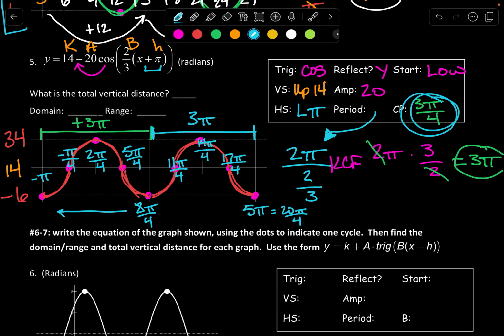Our total vertical distance, remember, it's the absolute value of 2 times your amplitude. So for us, that's going to be 2 times 20, which is 40. Domain's all real numbers. Range is from our lowest number to our highest, all included in the graph, so we're going to use brackets.